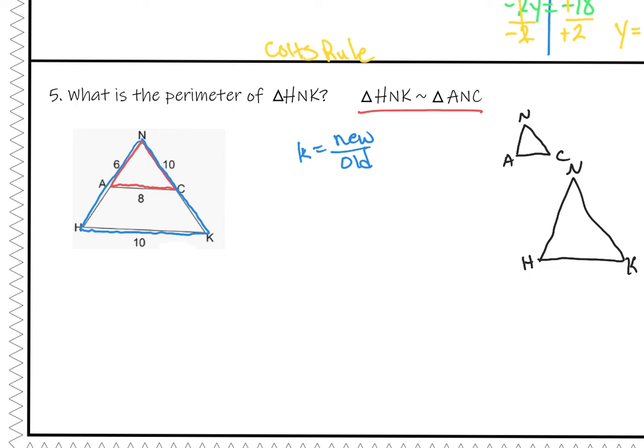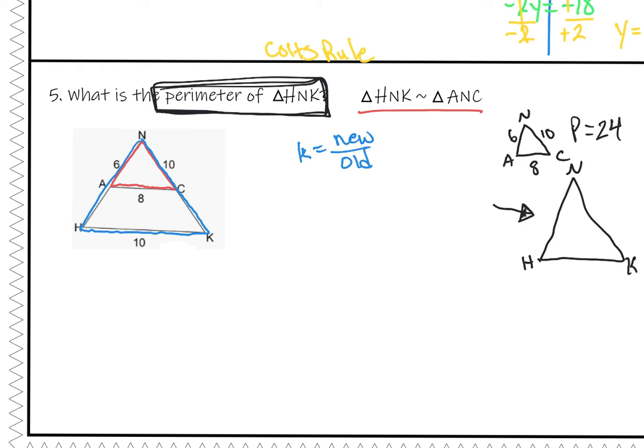Now, the problem is asking us for the perimeter of HNK. If it asked for the perimeter of ANC, well, you already have that answer, right? This is 6, this one's 10, and this is 8. You can find the perimeter of that: the perimeter of ANC equals 24, right? But the question is, how do I find the perimeter of this triangle, HNK?